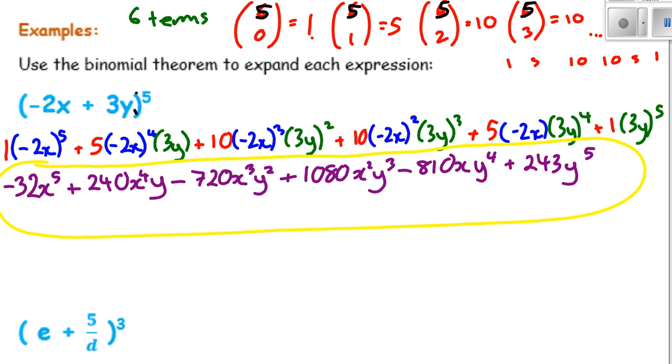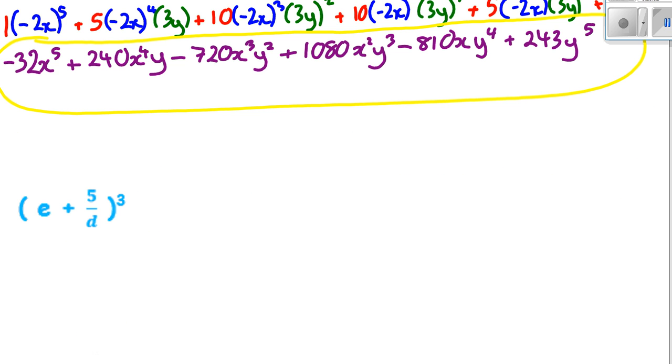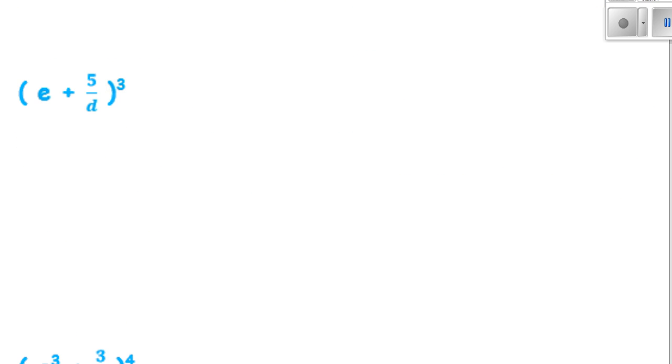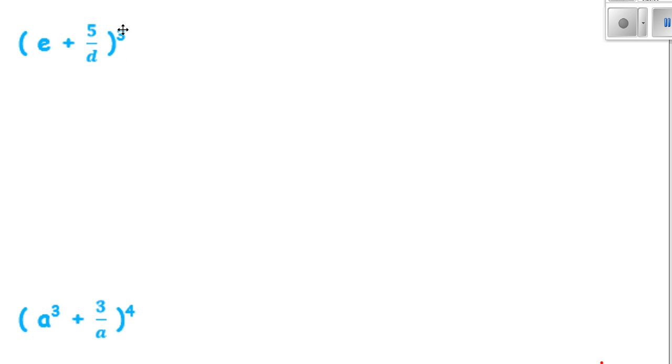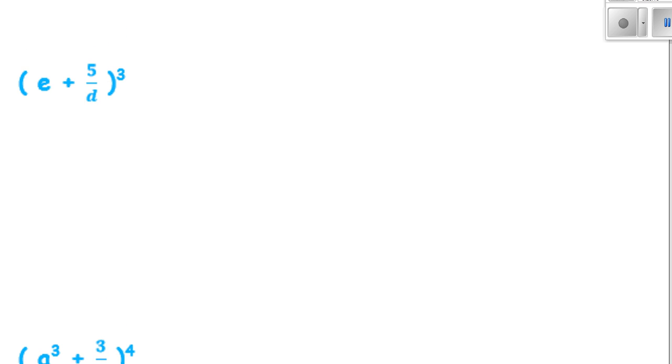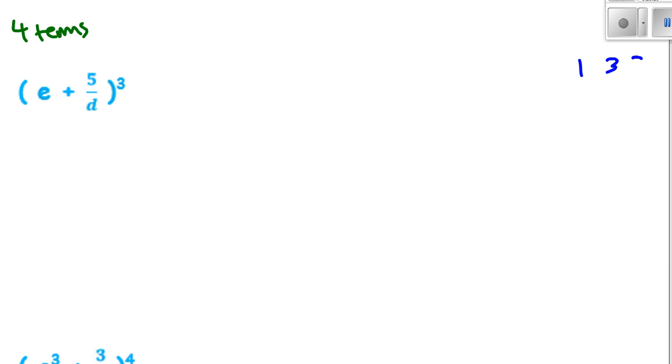Cool. Here we go. Next example. What's a bit nice about it is we've got the exponent only 3, but we've got fractions, so our algebra's got to be really spot on. It's to the power of 3. How many terms will be in our final expansion? 4 terms. So it's 1, 3, 3, 1. If you remember that, that's great. That's a pretty good one.